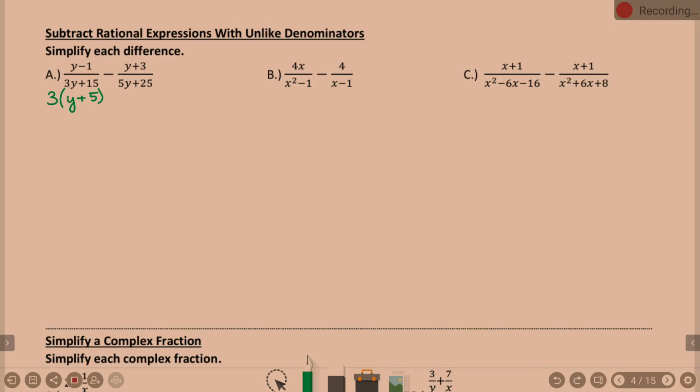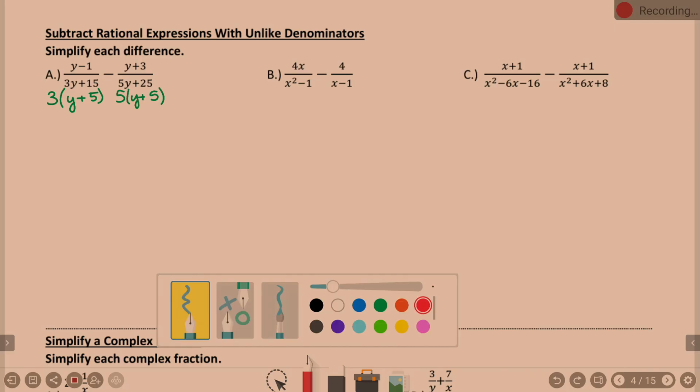5y plus 25 also has a GCF. This time both can divide by 5. So if I factor out a 5, I'm left with y plus 5. Probably not a surprise at this point, right? You're realizing there's usually something in common somewhere. I'm not saying there has to be, but usually.